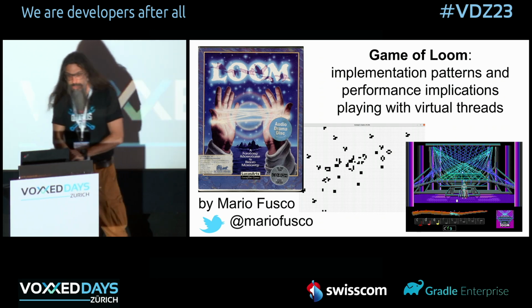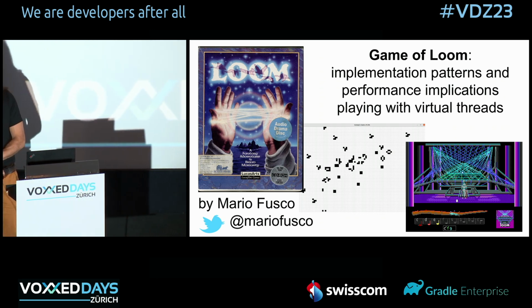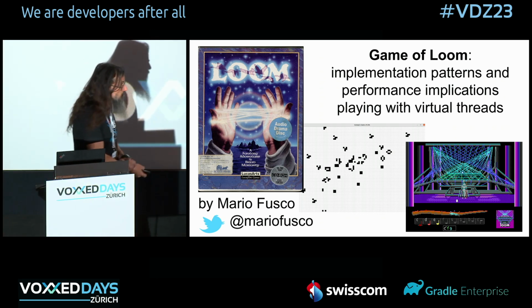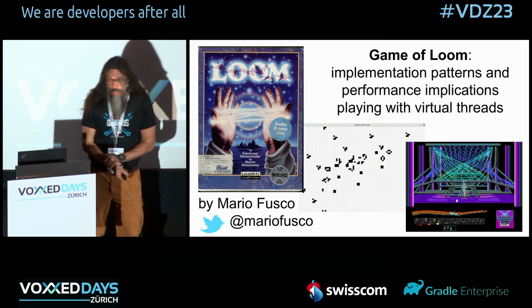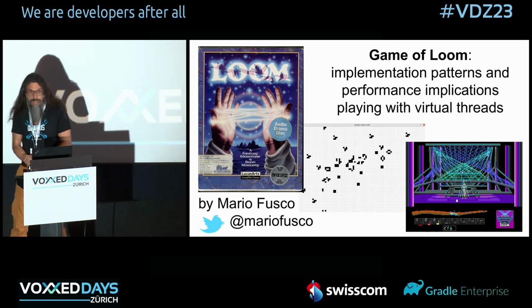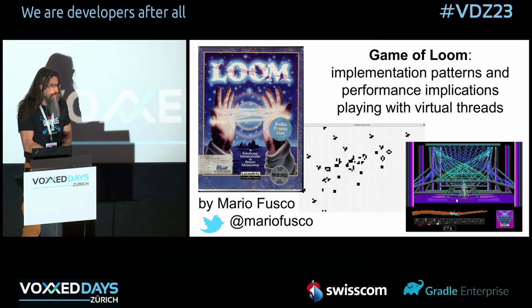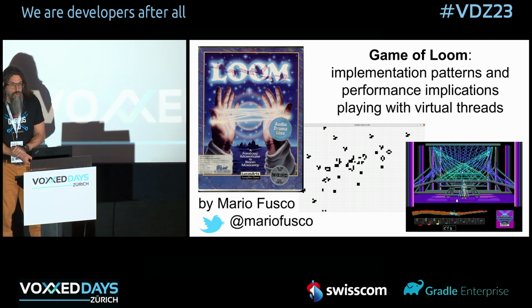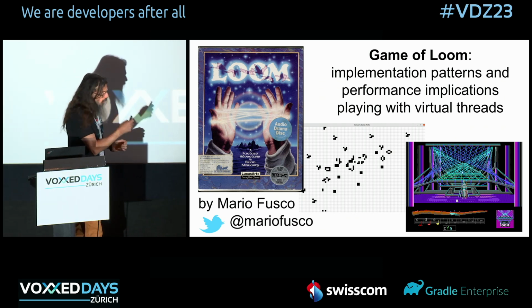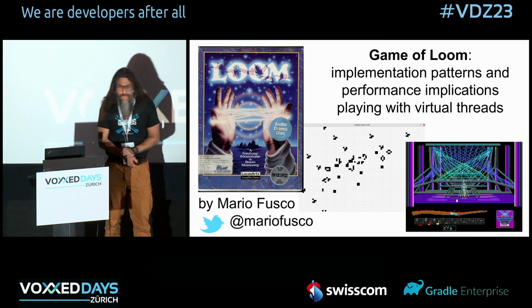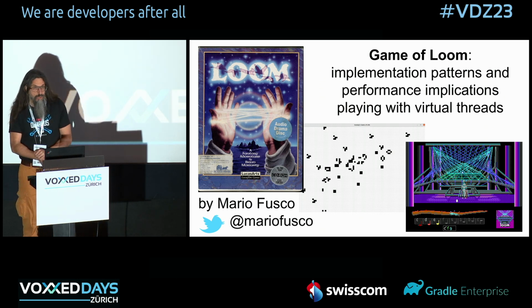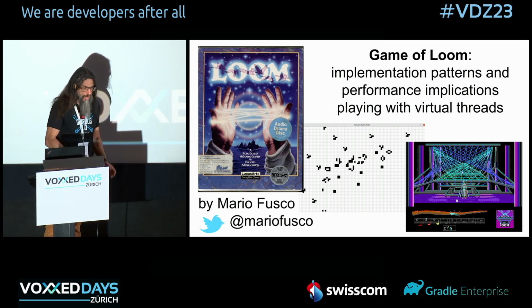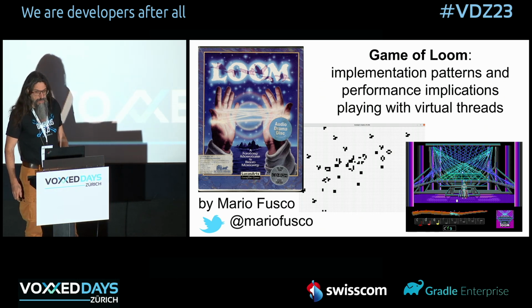My name is Mario Fusco. I'm from Italy and from Red Hat. I work mostly on Drools, which is the rule engine of Red Hat. I also occasionally collaborate on Quarkus, and I'm doing some more work on Quarkus these days because we are trying to integrate Project Loom virtual threads, and that's why I started mostly experimenting with them.